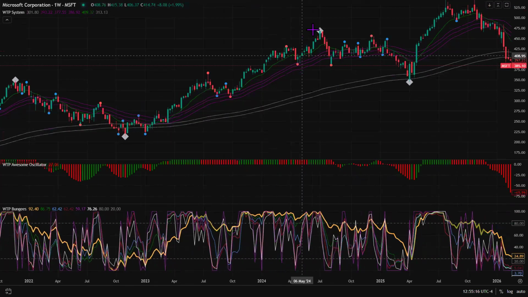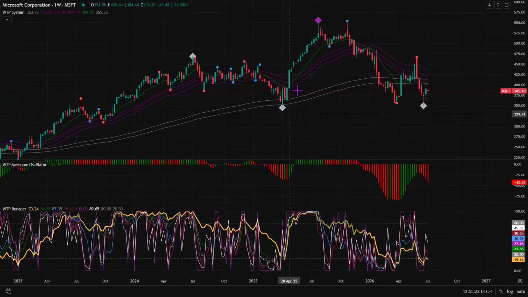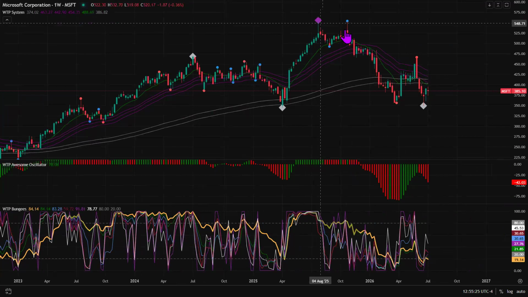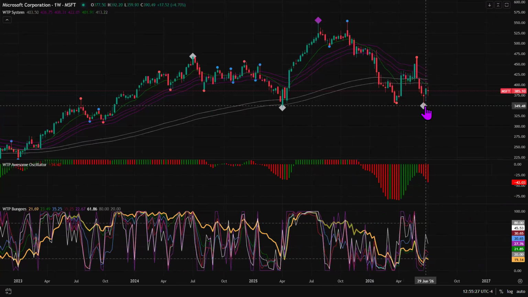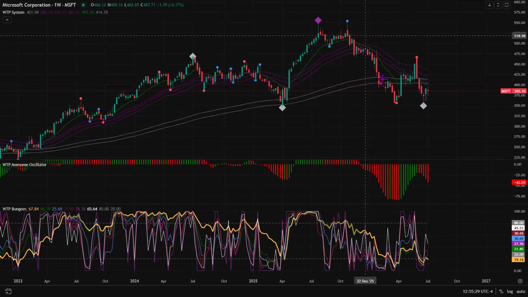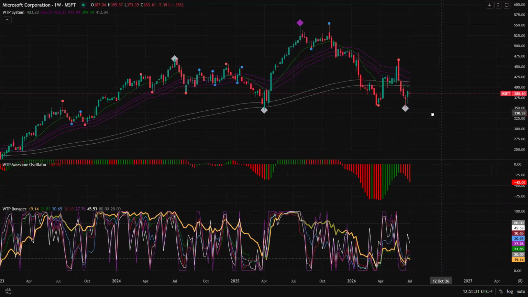And then we moved higher. And then we had another three-wave move. Look at this beautiful buy signal. And then we made a new high again. And then we're having a very weird correction. Okay, this is a very weird correction.